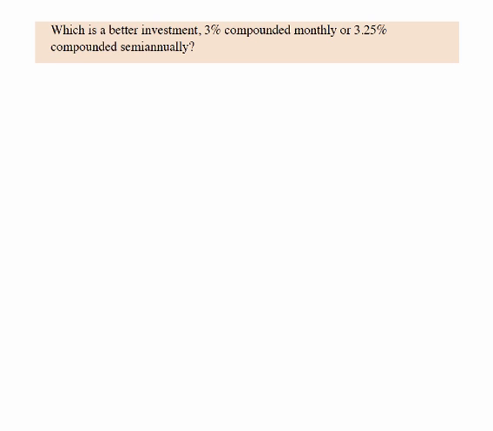I like this question because it's not quite as straightforward as a lot of the financial questions. Typically, we'll see something where it will say, find the future value of a loan, and we know that, well, we're going to use the future value formula, and it spits out the answer. This one you have to do a little bit of interpretation because it doesn't tell us explicitly what to compute. It just says which is a better investment, 3% compounded monthly or 3.25% compounded semi-annually.